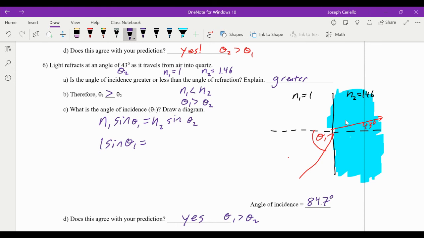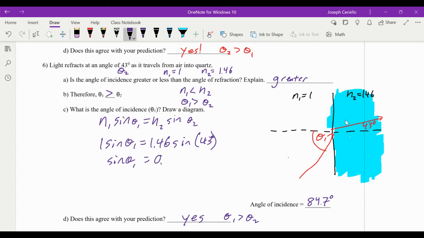By the way, our givens are all listed up here. I'm just doing a video real quick. So we have n2 is 1.46, and we have the sine of 43 degrees is our refracted angle. So let's bring that down. So we have sine of theta 1 equals, so throw in your calculator, 1.46 times the sine of 43 degrees.